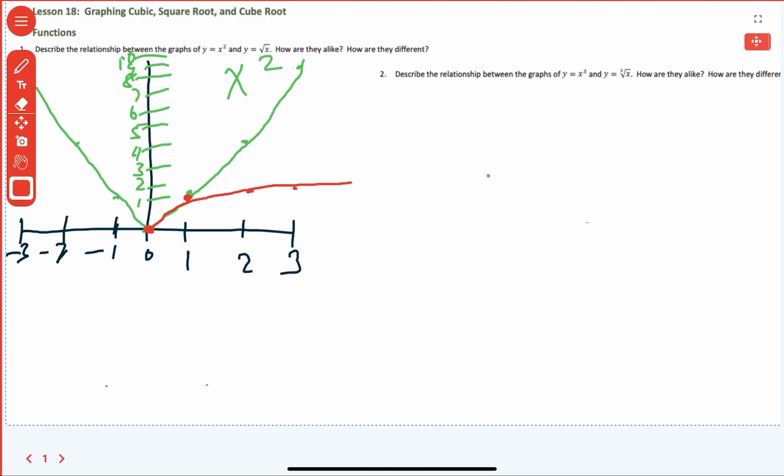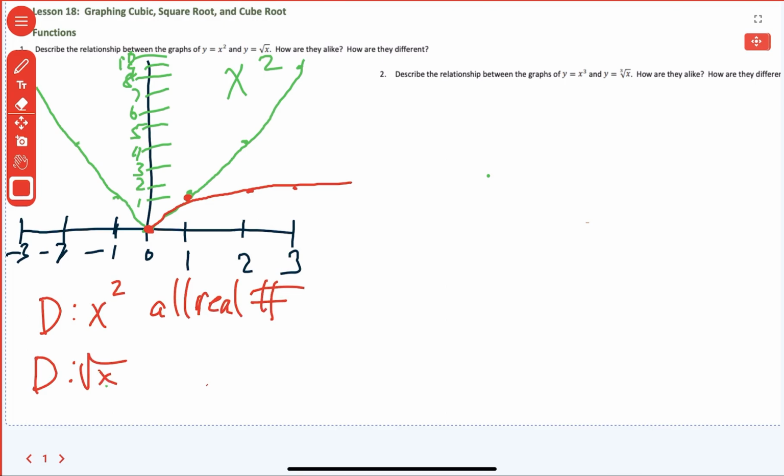Now, how else can we talk about these? Well, first of all, how are they alike? Well, I'm trying to think. I can't think of how they're alike. Let's talk about how they are different. The domain of x squared is all real numbers, right? We can do anything. But the domain of the square root of x is what? X has to be greater than or equal to 0. We can't do negatives there. You see that? So that's how they're different.